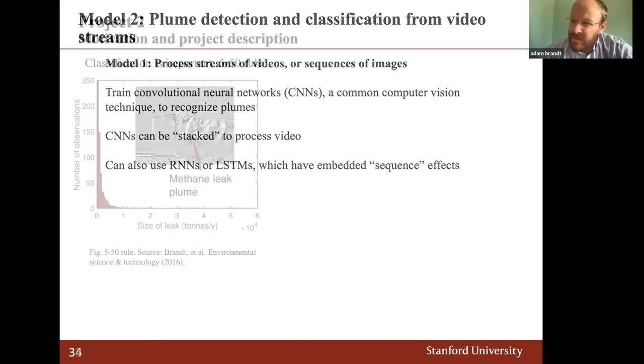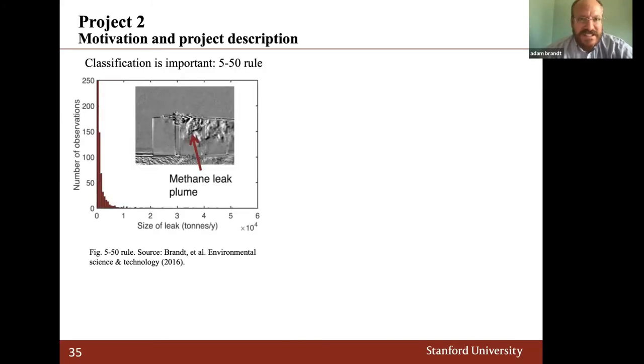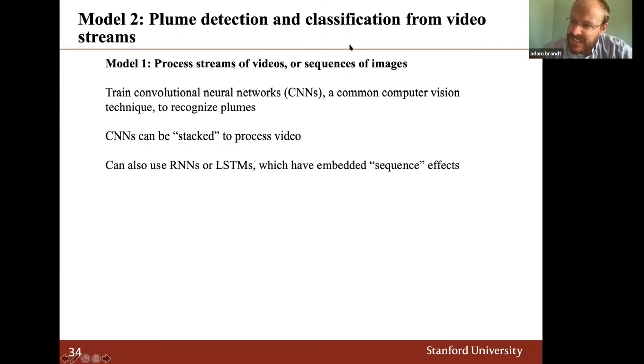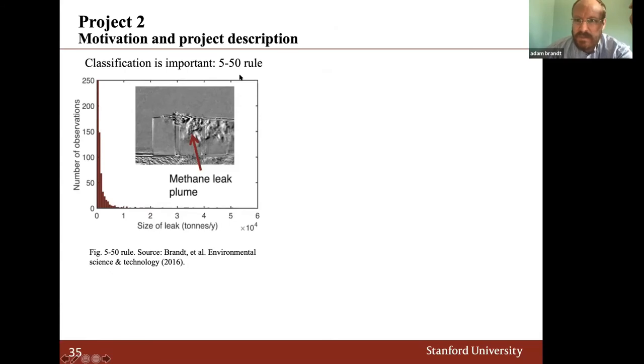Why do we want to know the size? This is a different problem, detection and classification. So this is yes, no, do I see a leak? And then how big is the leak? Okay, so why do I want to do that? In our paper with Garvin Heath and Dan Cooley, we propose this 50-50 rule: 5% of the leaks cause 50% of the emissions. So we want to be able to tell the big guys and ignore the rest, so we want to know how big it is.